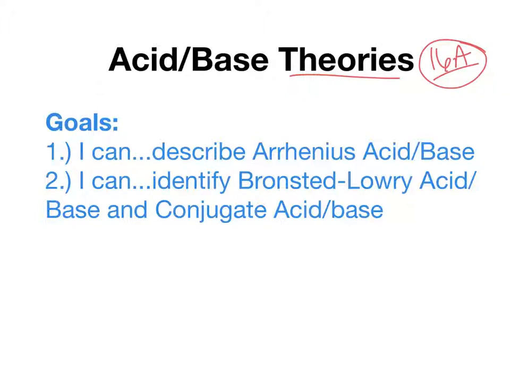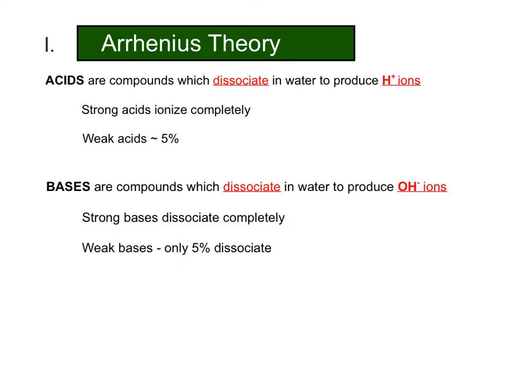Our goals for today are to understand there are two different theories for how scientists have described acids and bases, and we want you to know both of them. By the end of this lesson, you will be able to describe an Arrhenius acid or base, and identify Bronsted-Lowry acids and bases as well as conjugate acids and bases. These are the two topics we're covering in today's lesson.